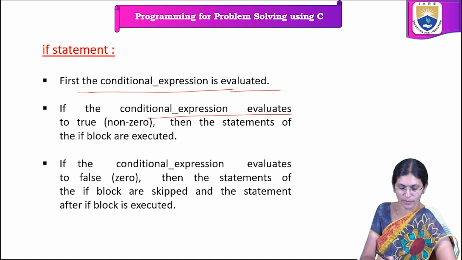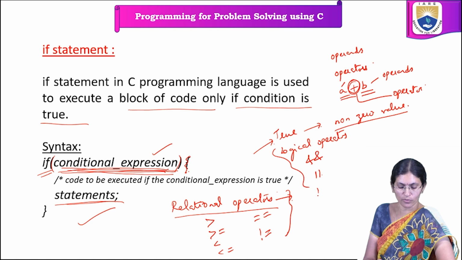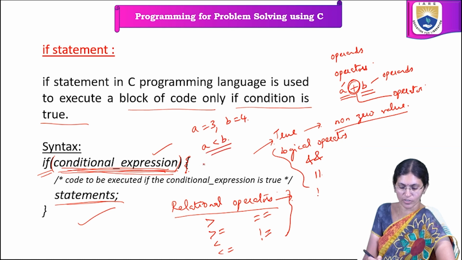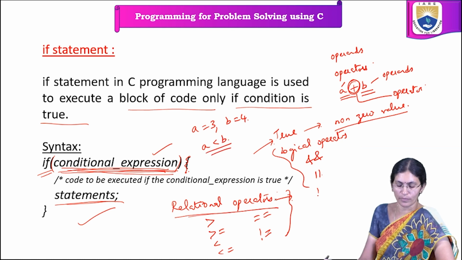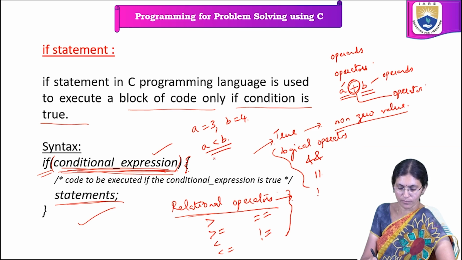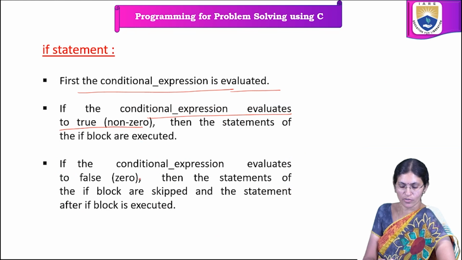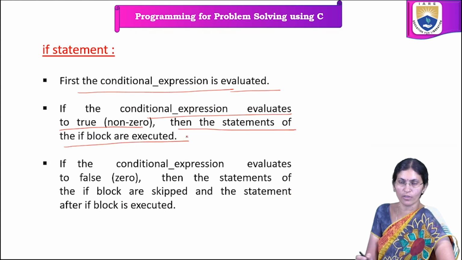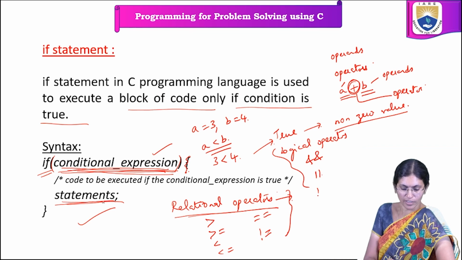If the conditional expression evaluates to true, that means the condition here evaluates to true. For example, if we have taken two variables A and B, A is equal to 3 and B is equal to 4, and we are checking that A is less than B. In the conditional expression we use relational operators. So here A is less than B means 3 is less than 4. The condition is true. So if the condition is true, then the statements of the if block are executed.